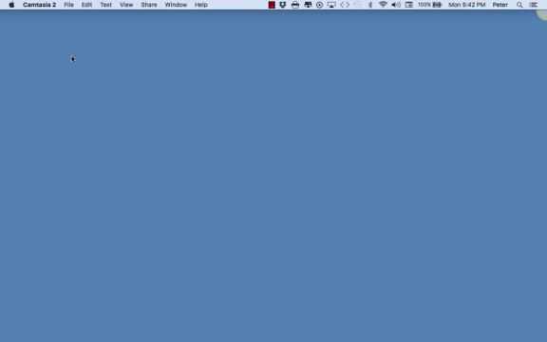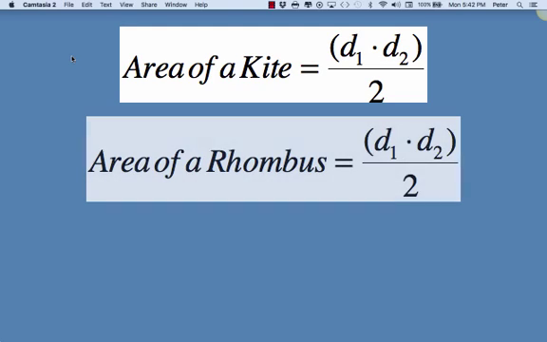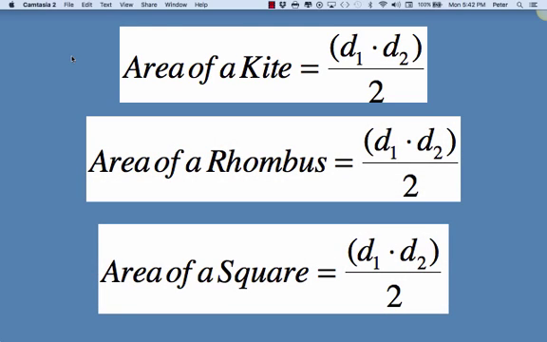Okay, so in this video, we saw a formula which applied to kites and to two figures that are closely related to kites, rhombuses and squares. So we saw that the area of a kite can be expressed as diagonal 1 times diagonal 2 over 2. And that same formula can be applied to the area of a rhombus, d1 d2 over 2, and a square, d1 d2 over 2.